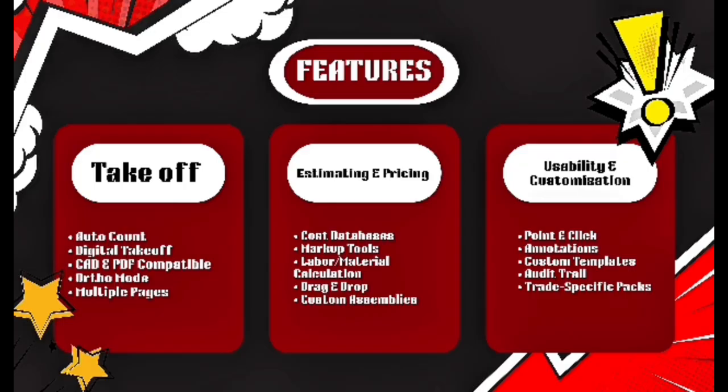The final feature is usability and customization. The point-and-click interface makes the software easy to use. Users can add annotations to drawings for better communication. Custom templates can be created to match company standards. The audit trail records changes, making the estimates easier to review. Trade-specific packs are available for different construction disciplines, making the software more flexible.